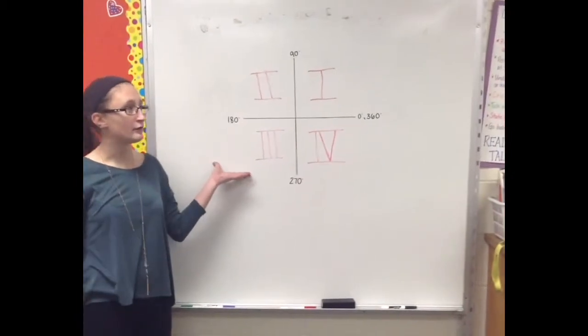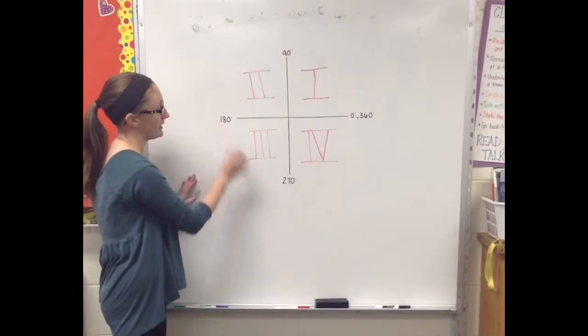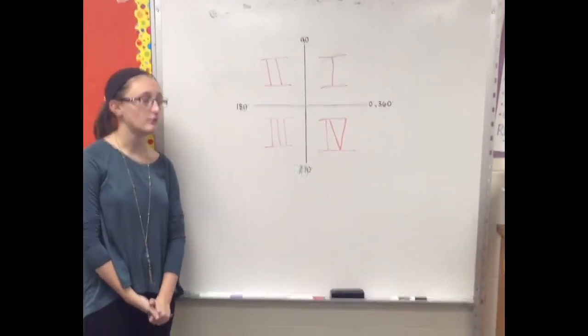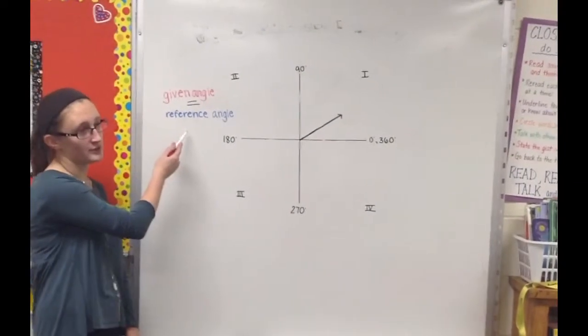So here we have a graph with 4 quadrants. And first we label our degrees: 0, 90, 180, 270, 360. Now we're going to break down how to find a reference angle in each of these 4 quadrants, starting with quadrant 1. In quadrant 1, the given angle and the reference angle are the same.